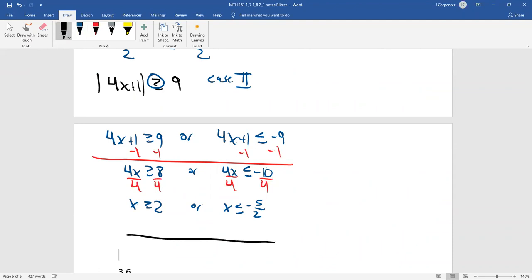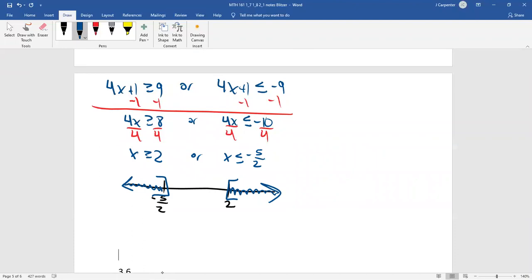Number line. You need your 2 here and your negative 5/2 here. X is bigger than or equal to means shade to the right forever, so arrow, or equal means it gets the bracket. X is less than or equal to negative 5/2 means we shade to the left forever, arrow, has the or equal, so bracket.